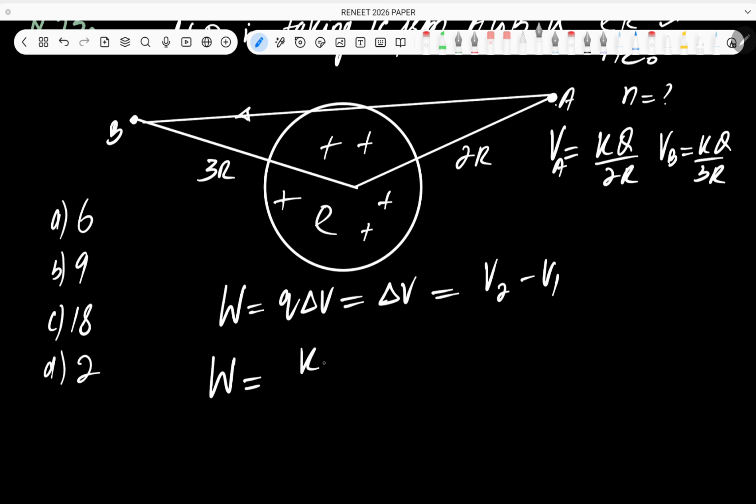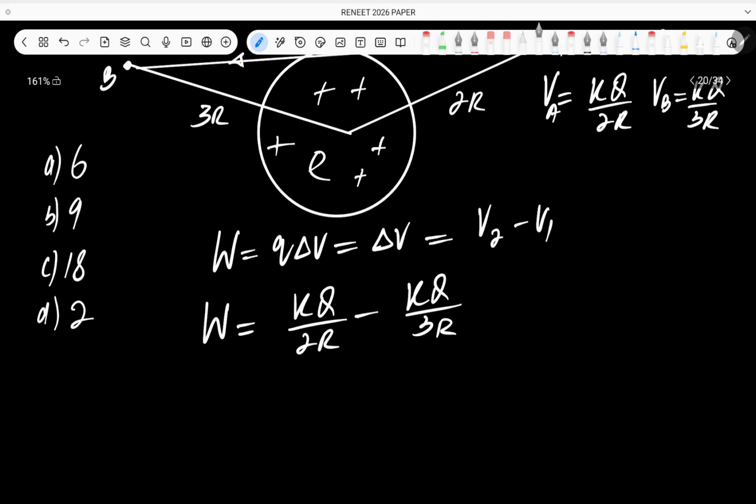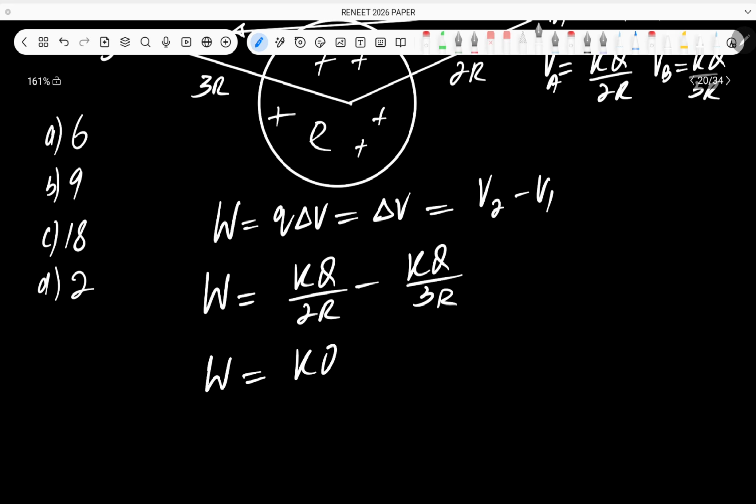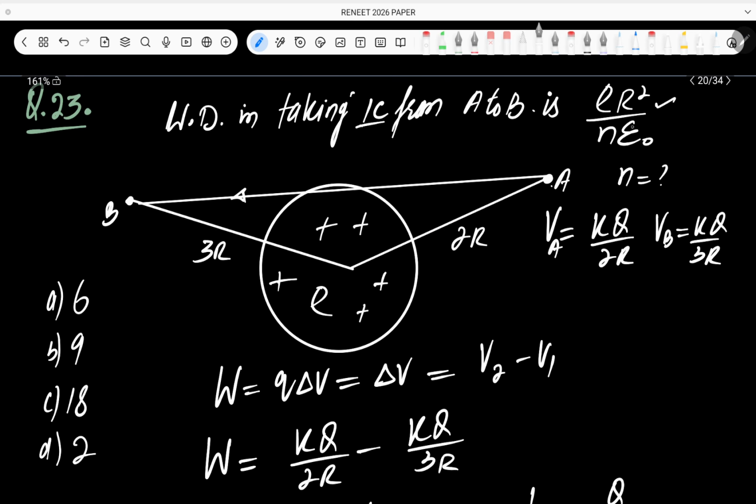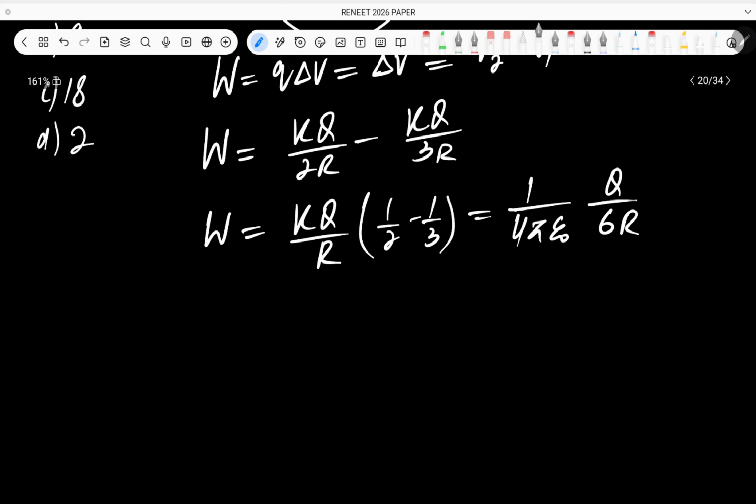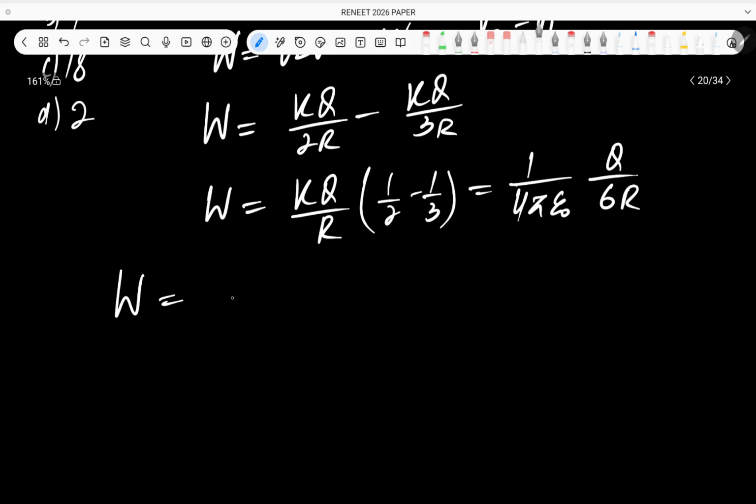So simply I will write it like this. KQ divided by 2R is more potential minus KQ divided by 3R is lesser potential. So the work done comes out to be KQ divided by R into 1 by 2 minus 1 by 3, which comes out to be 1 by 6. So it is 1 by 4 pi epsilon naught, Q divided by 6 into R. All right. Okay. Now see that in the question the density is given and the answer of work done is also given in terms of density. So I will try to convert this charge into density. Okay. So the work done is equal to Q divided by 4 pi epsilon naught multiplied by 6R.